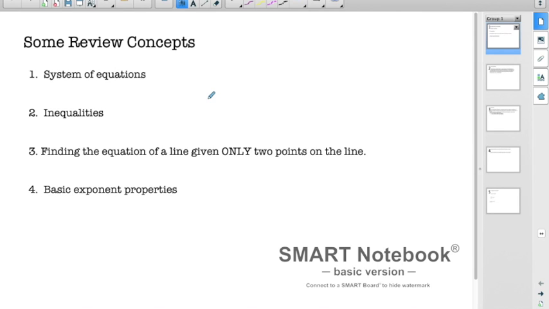And here are the four concepts I want to go through today. Number one is system of equations. Number two, inequalities. Number three is finding the equation of a line when you're only given 2 points. And then number four are your basic exponent properties, just a few of them, not all of them, but what will help you get through the Google form. Okay, so let's jump right into it. Let's look at system of equations. What we need to know, a quick example that we can go through.